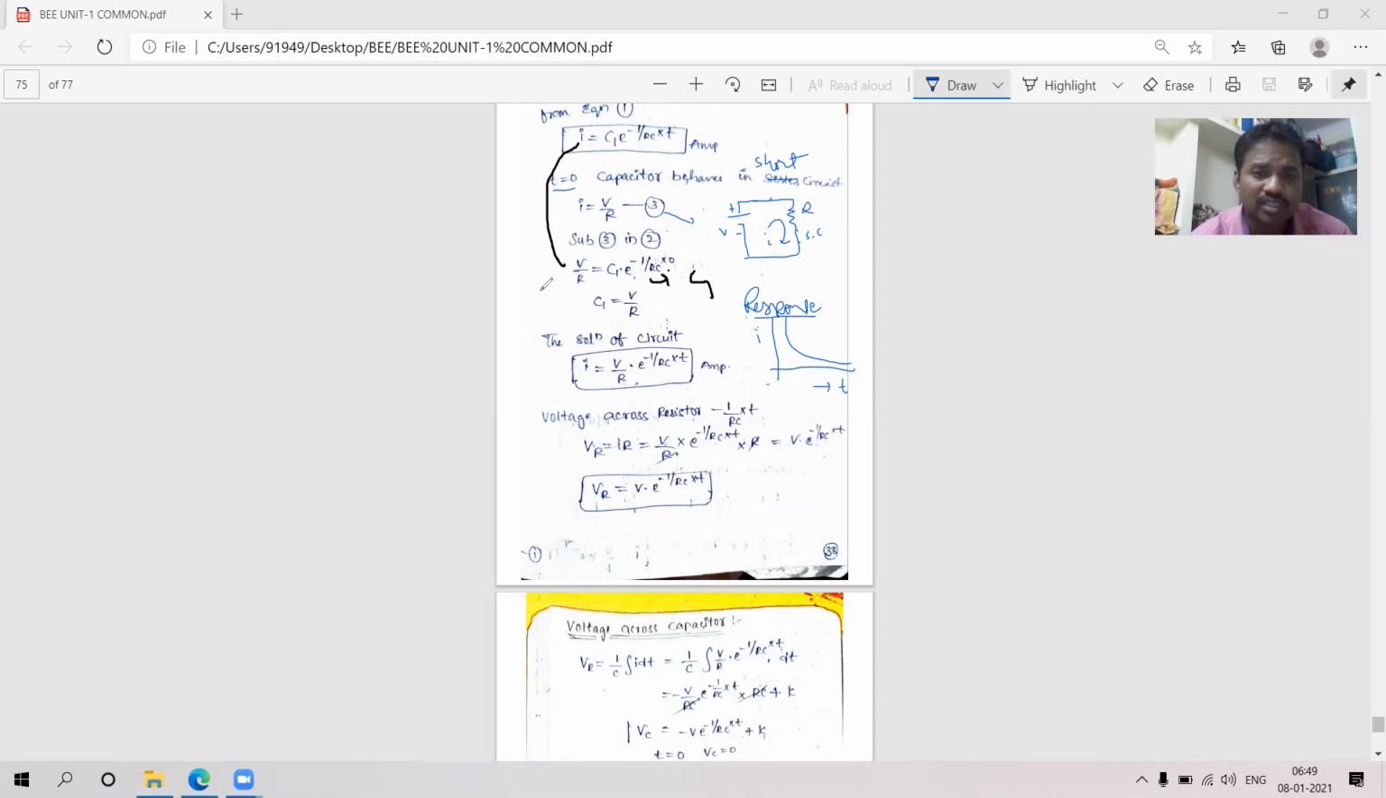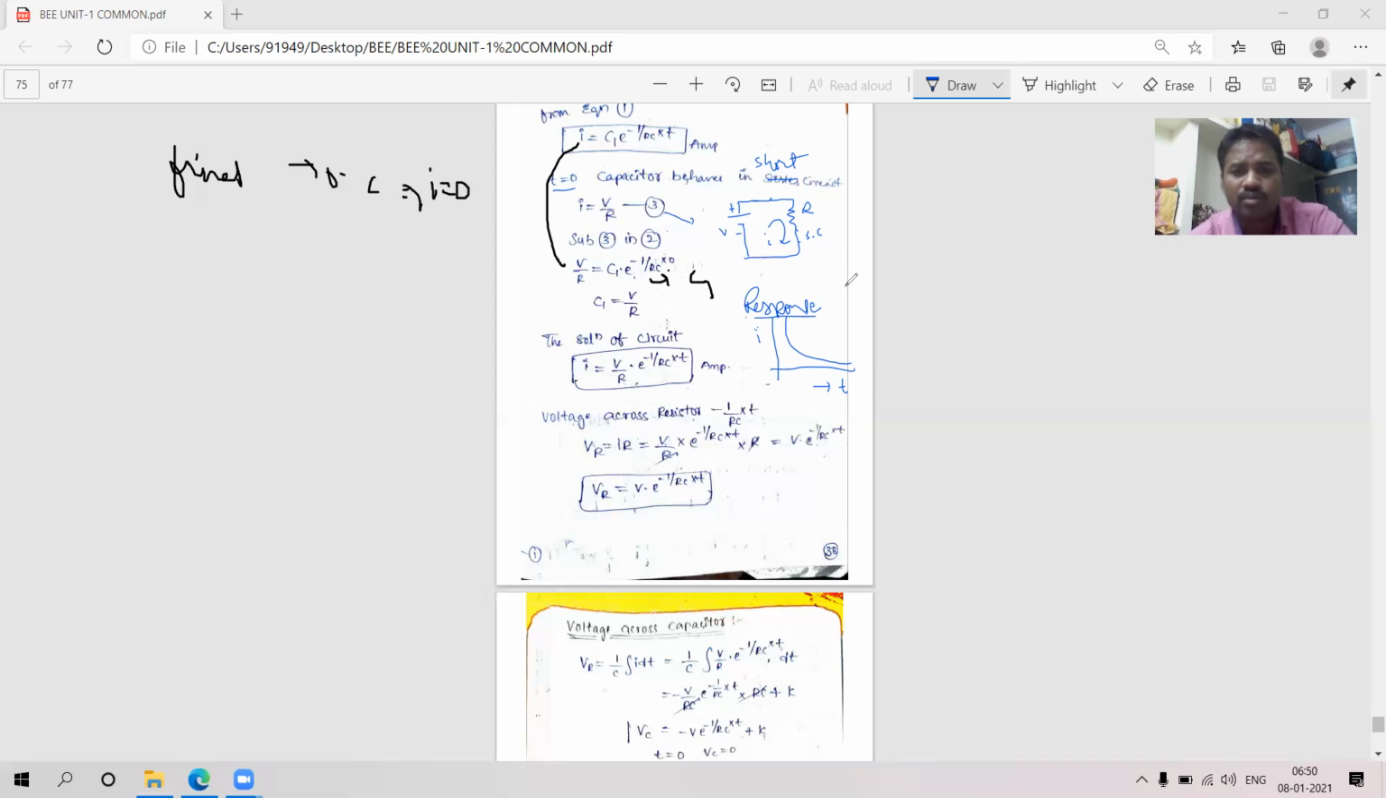Just now we saw that the capacitor final condition is open circuit, from short circuit to open circuit. Open circuit means current is 0. That means current should approach 0. How is the current 0? By using this value, if you substitute, it is slowly approaching 0. That's why I have said that in the final condition the capacitor is behaving like open circuit. That is why the graph is like this.